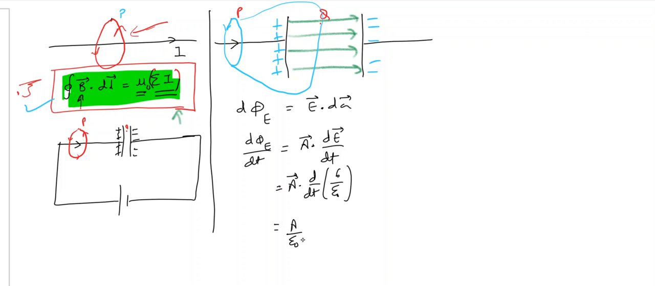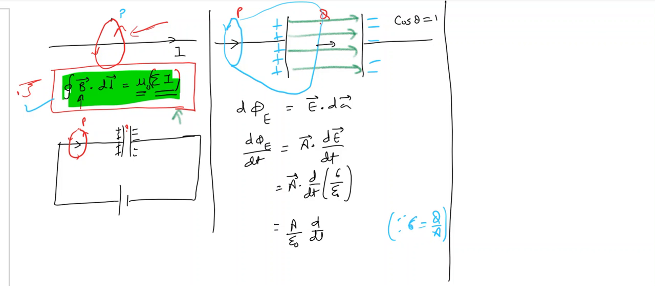If we express it this way, then it becomes A sigma by epsilon 0. I am dropping the vector sign because the area vector and electric field are both in the same direction, so cos theta will be 1. No need to mention cos theta or the vector sign. And then sigma, we know that sigma is q by A. So sigma into A will give me q, or else let it be q by A, and then it will be 1 by epsilon 0 dq by dt.